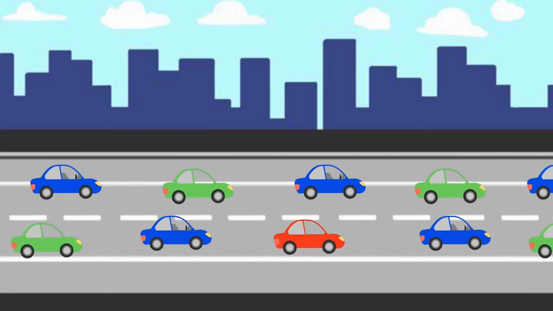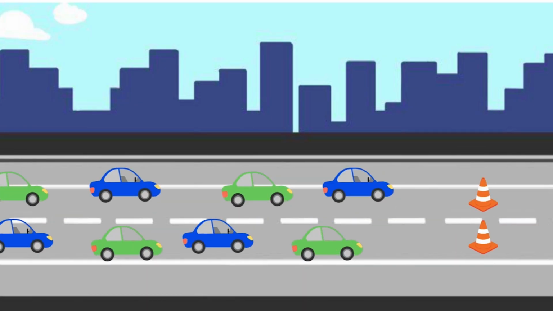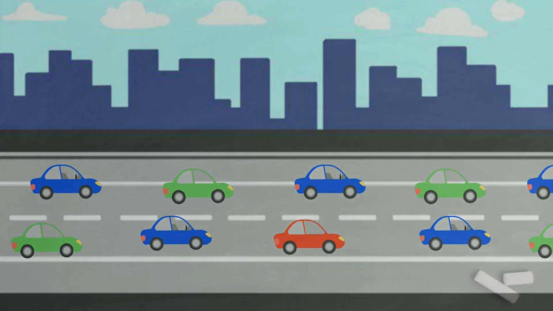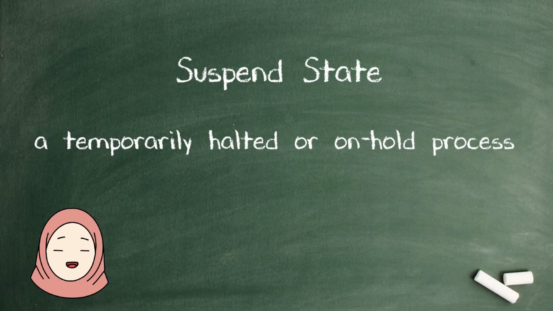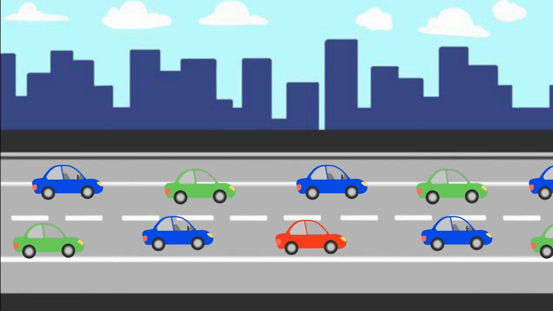Now, let's move on to the suspend state. Similar to a vehicle meeting a roadblock or traffic jam and needing to take a break, the suspend state is a temporarily halted or on-hold process. It allows the process to rest and wait until favorable conditions arise for its smooth continuation.